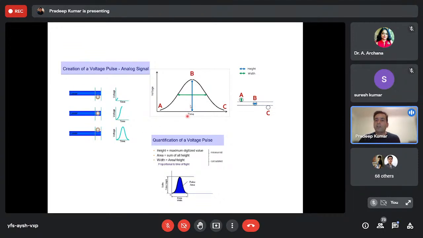Okay, and we can quantify these signals. The maximum signal is the height signal, the sum of all the height signal is the area, and the time the cell is spending in front of the laser is the width, or time of flight. So that's height, that whole thing is area, and that's the width, the time it is spending in front of the laser.